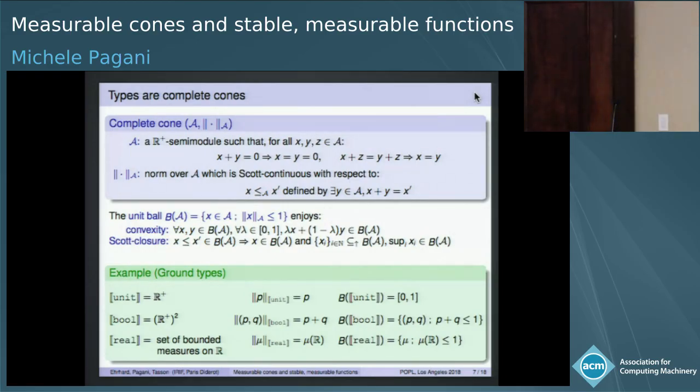So for the real number type, I will interpret the type by the set of all bounded measures over the Lebesgue sigma algebra, right? And the nice thing is that this set has a structure of cone, because with the addition and the multiplication defined pointwise.